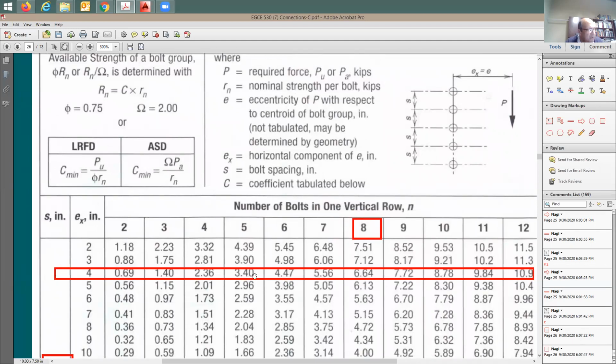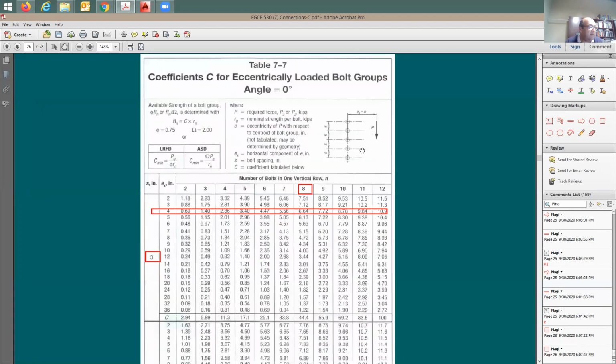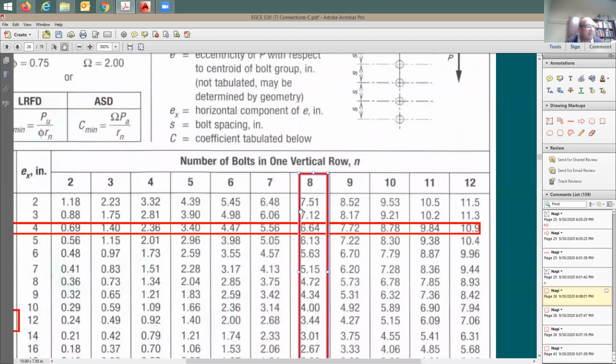I'm going to pick this row here, and you have 8 bolts. Great. And you're working with the 3 inch spacing, this table, not the bottom table. Good. Now let's see the intersection between these. I'm going to say the intersection is going to be 6.64.